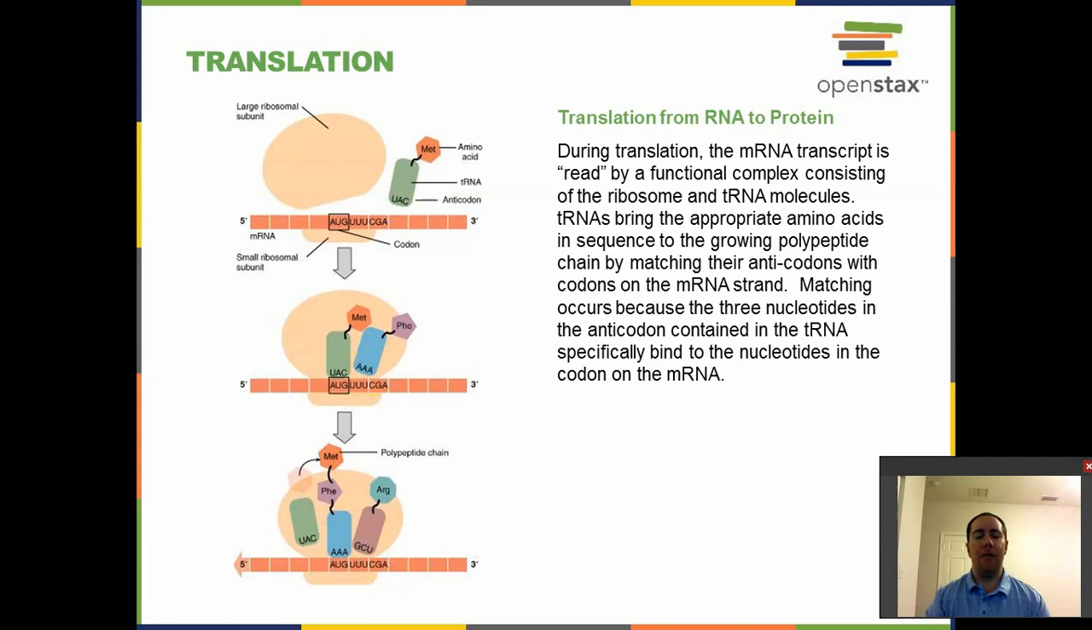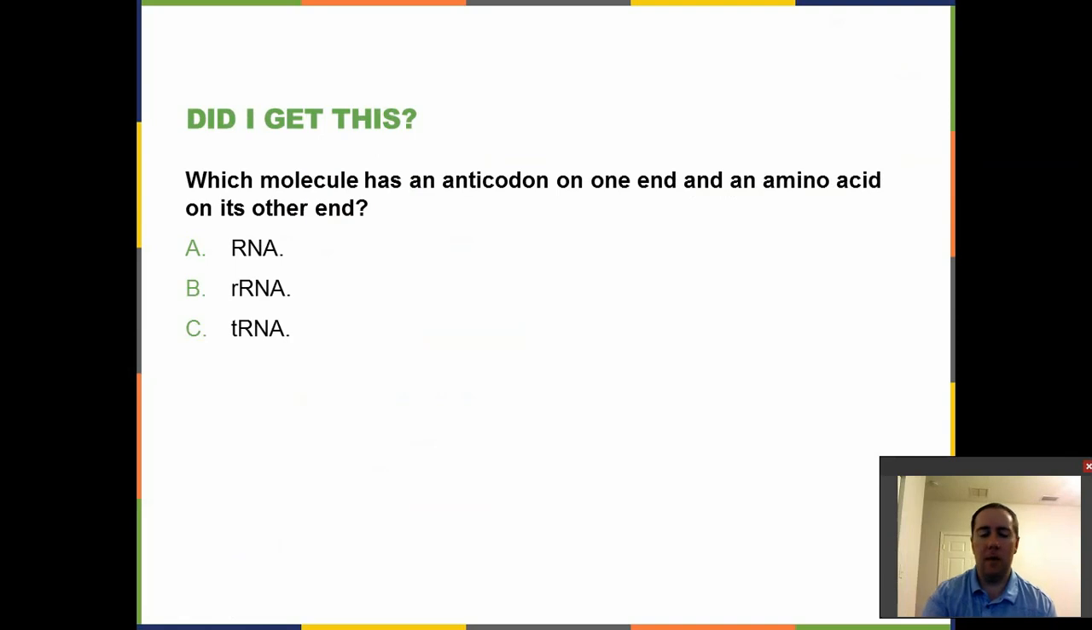When things are complementary, they like to stick, which causes the amino acids to be next to each other, giving them time to link together. So we just talked about that. That is the tRNA. The tRNA has the anticodon.